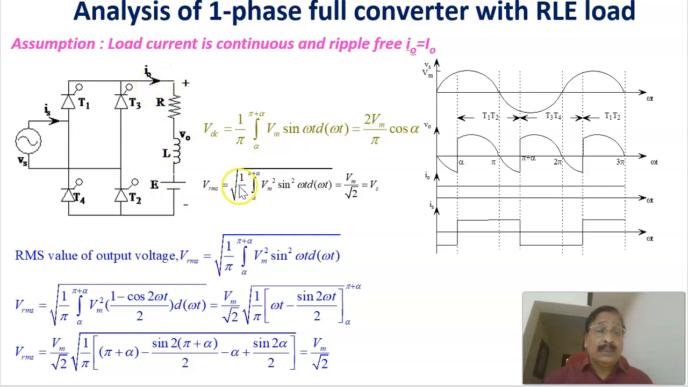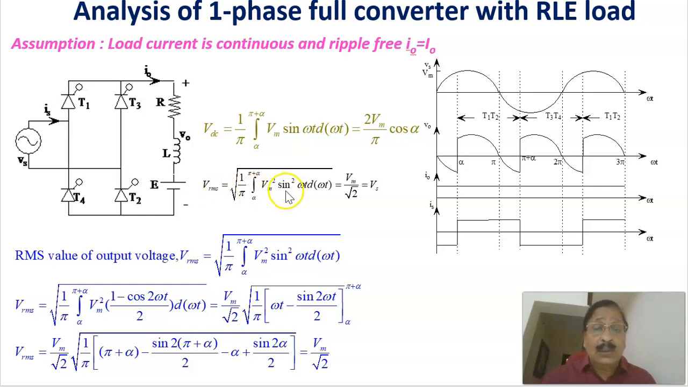And the RMS value of this voltage is given by the square root of 1 by pi integral alpha to pi plus alpha Vm square sin square omega t d omega t. That is, we square the voltage, take the mean, and then take the root. So the root mean square value is equal to Vm by root 2.